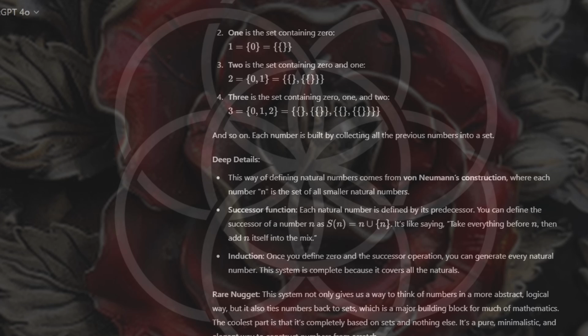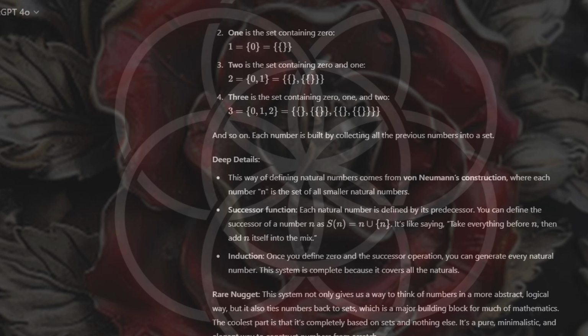Deep details. This way of defining natural numbers comes from von Neumann's construction, where each number n is the set of all smaller natural numbers. Successor function. Each natural number is defined by its predecessor. You can define the successor of a number n as S(n) = n ∪ {n}. It's like saying take everything before n, then add n itself into the mix. Induction. Once you define 0 and the successor operation, you can generate every natural number. This system is complete because it covers all the naturals.